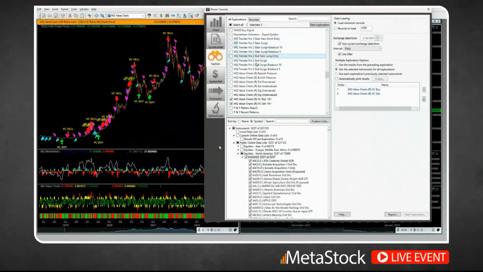But yeah, so there's our Trender Pro, and then we've got all the value chart scans. And I just did a scan on the VC buy and sell across the NASDAQ here earlier. And like I said, this would be any of your bearish pressures. So if you were looking for where am I having bearish pressure right now, you can go ahead and run the scan on just bearish pressure across whatever market frame or market sector that you want to use, or whatever subset.